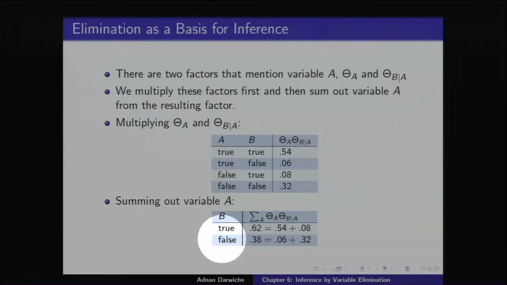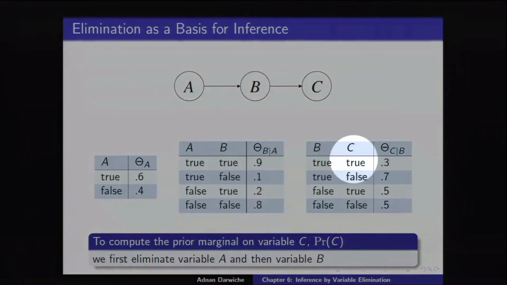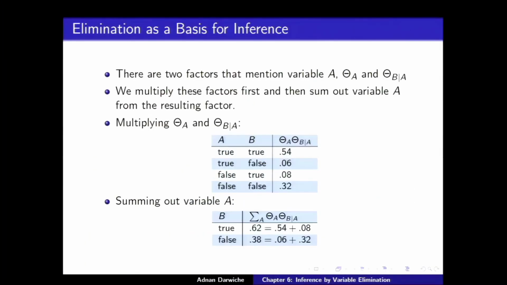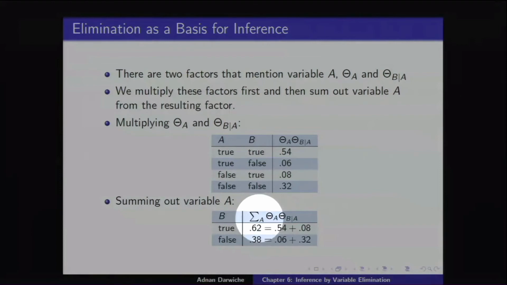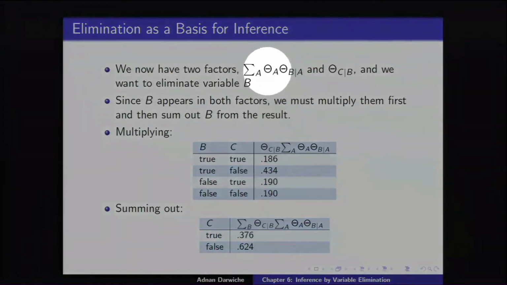So now I have this factor, correct? And that's where it came from. And those are the numbers. And remember, the other factor I have is now this one. So if I want to eliminate B, this one mentions B. This one mentions B. So I have to multiply them again. Correct? And then sum out B from that. So here it is. I had this and that from before. I want to sum out B, multiply them. I got this. So it's a factor over B, C.